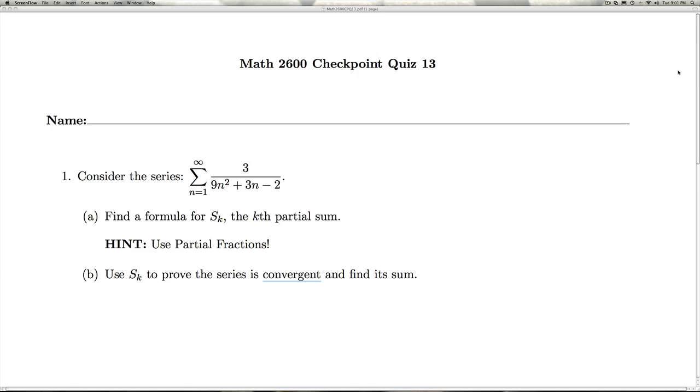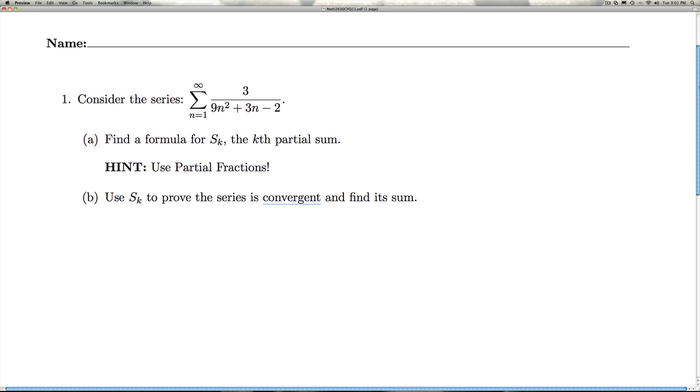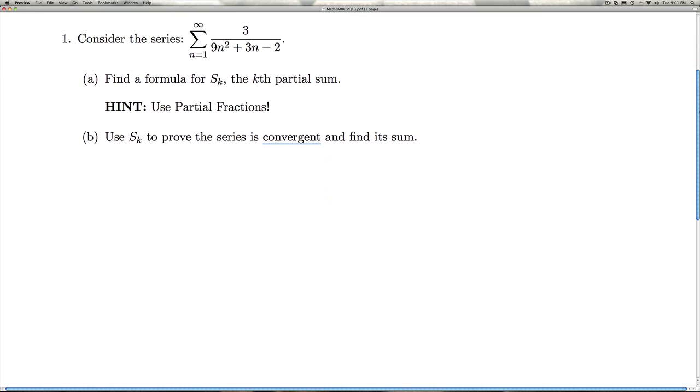Hi folks, this is Calc 2 Checkpoint Quiz 13. We're given a series to consider, and in part A we're asked to find a formula for S sub k, meaning the kth partial sum. So remember what S sub k is.